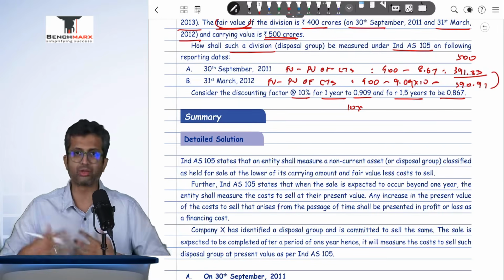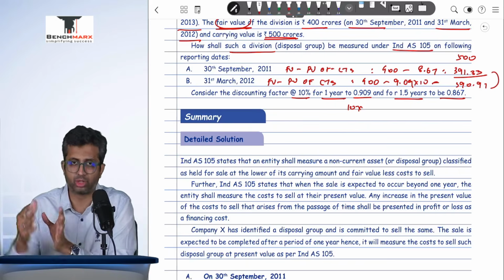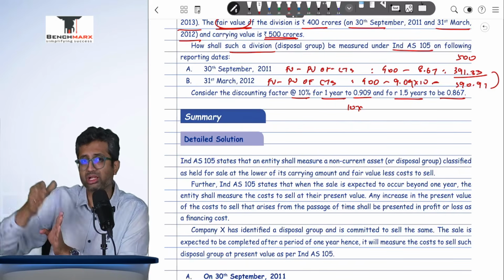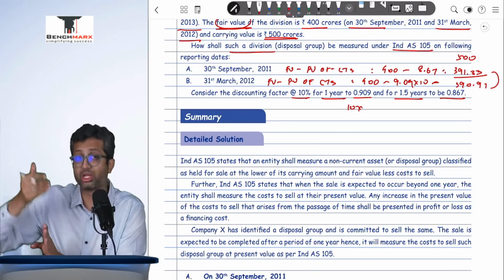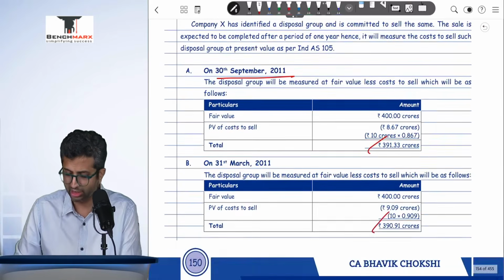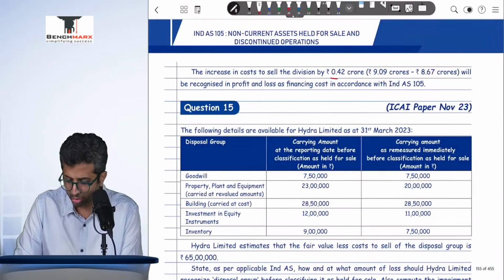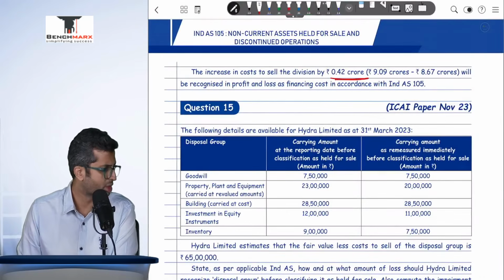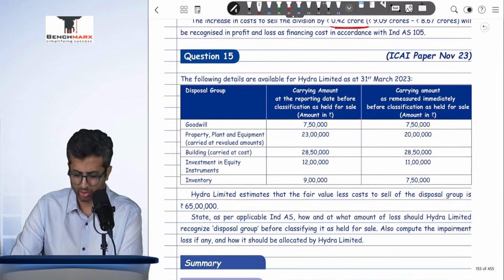So there is a reduction from 391.33, and this is due to unwinding of discount. So there is no further impairment, it is the discount that was 10 rupees of cost to sell coming to around 8.67 and now going to 9.09. So this will be taken as unwinding of discount, 390.91, and there will be a 0.42 unwinding of discount. Now the last question, this was question number 14.